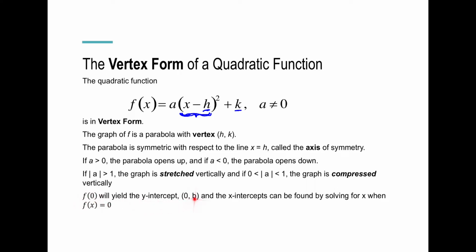F of 0 will yield the y-intercept, 0, b, and the x-intercepts can be found when we substitute 0 in for f of x. Of course, when you do that, you usually have to factor or find other ways to find the solutions of the quadratic function.